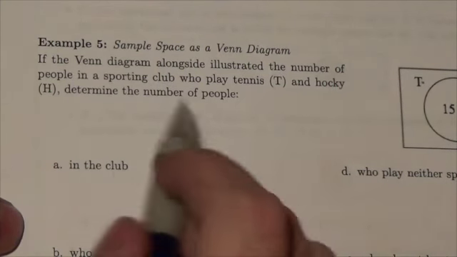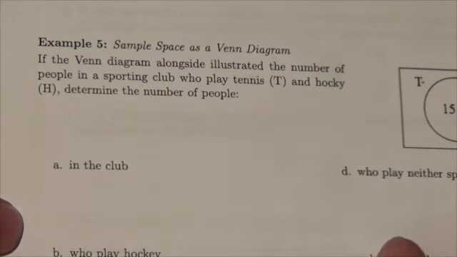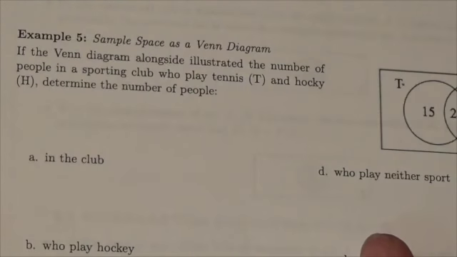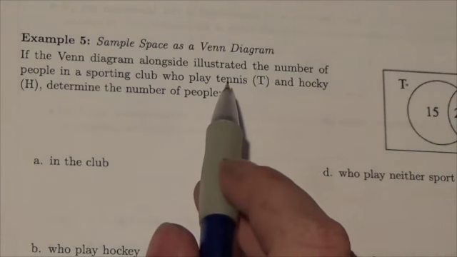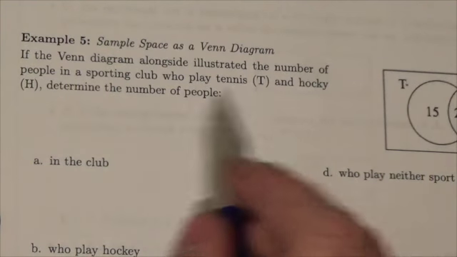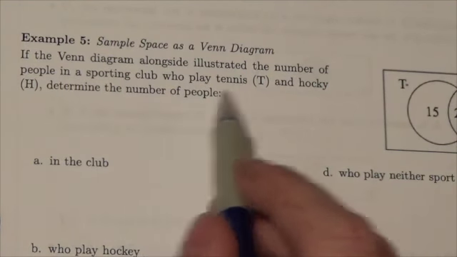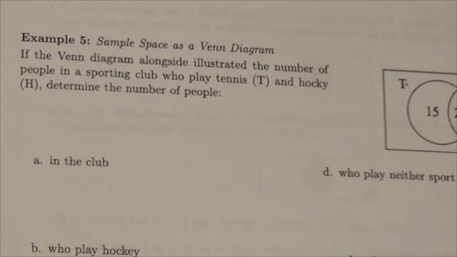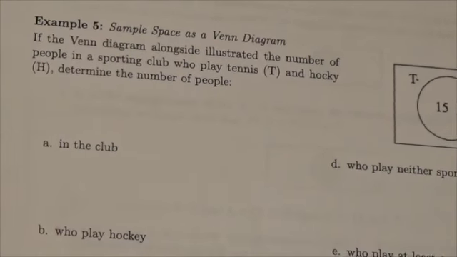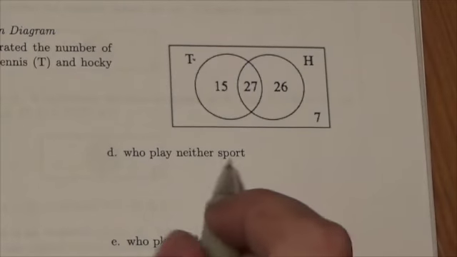Okay, so here we go. The Venn diagram alongside illustrates the number of people in a sporting club who play tennis and hockey, and I spelled hockey wrong. Determine the number of people. And then they give you a bunch of questions here. Now let's just take a quick look at the Venn diagram here.